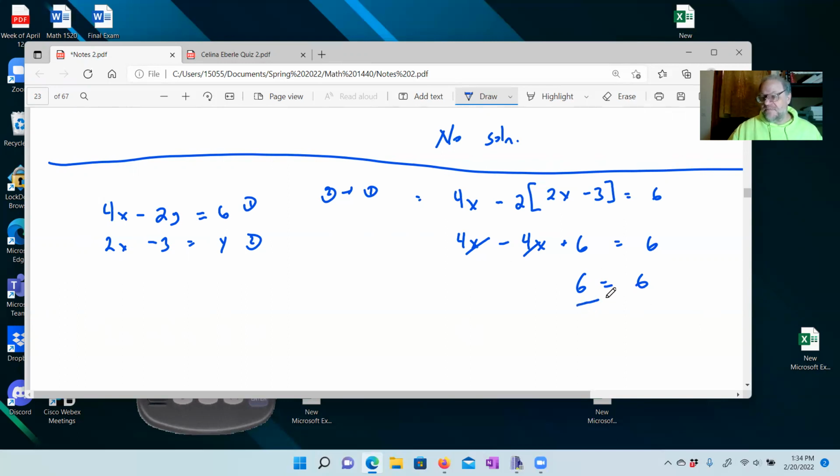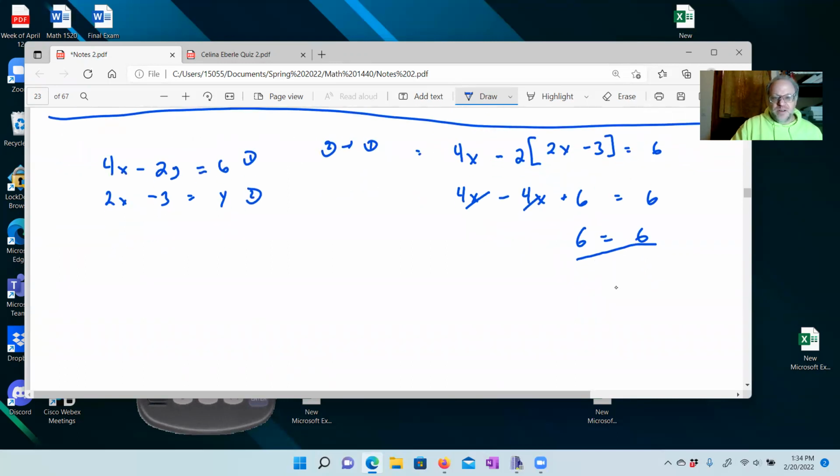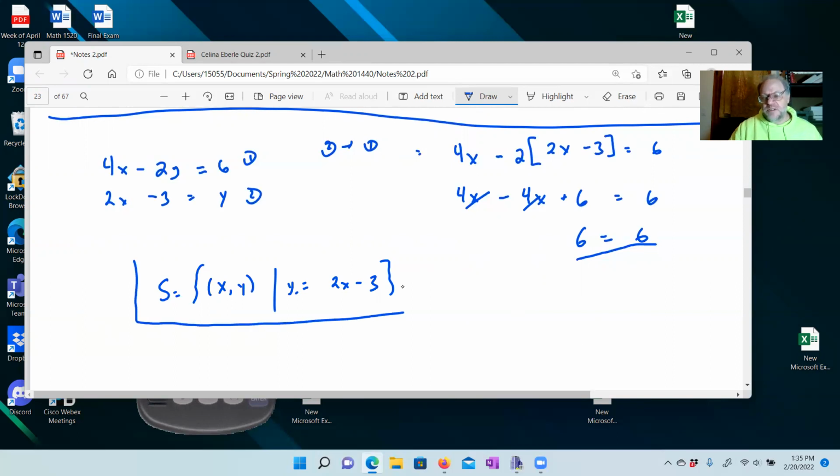That's not always the right answer. But when you see this, you're like, okay, it's always true. 6 is always equal to 6. So here's my solution set. We have x, y pairs such that y is equal to 2x minus 3. You could have written it down this way too, that's fine. But that's an example of an infinite solution, because whatever you pick for x, we're going to generate a y, and we're going to get a whole bunch of pairs. But this is as far as you need to go. So there's our solution set. And that's what infinite solutions look like.